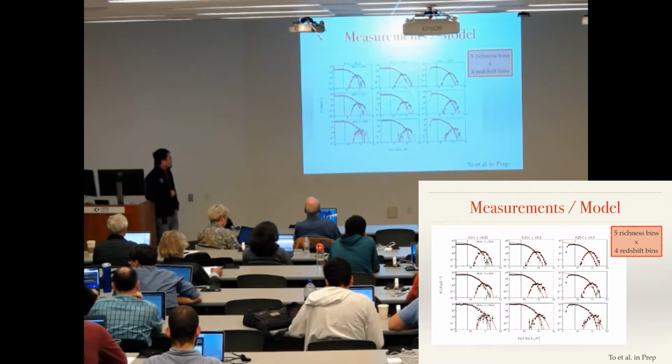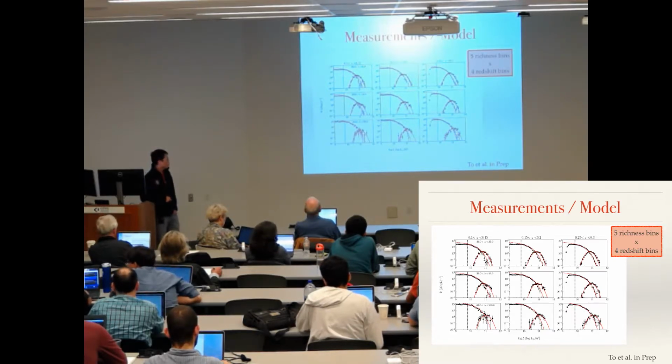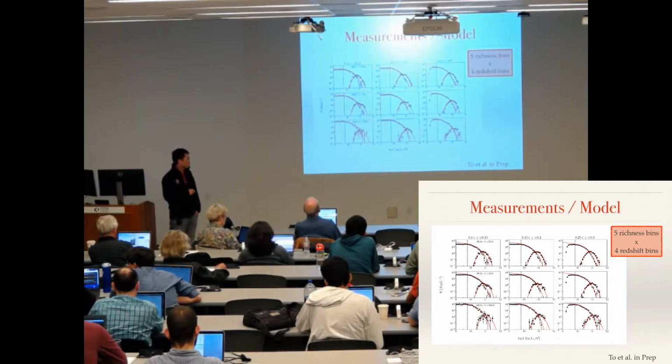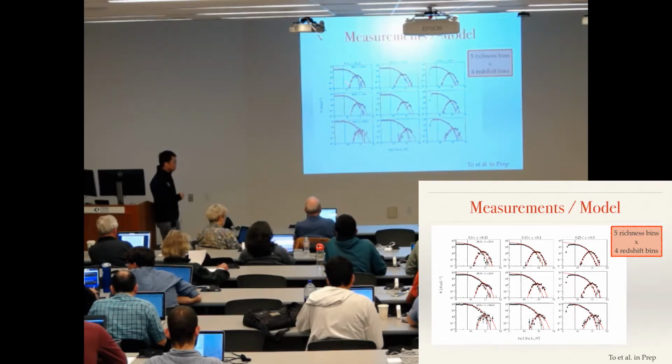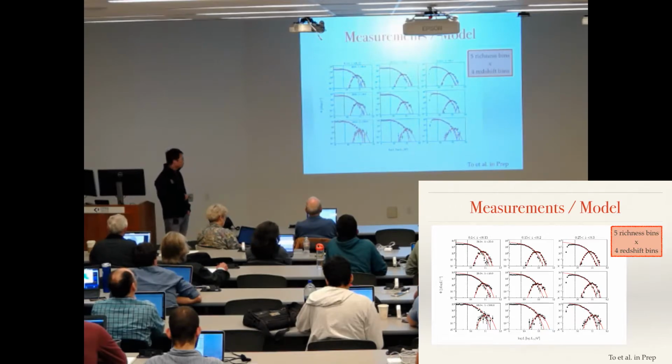So this is our measurement. I showed you nine bins. From left to right is increasing redshift, and from top to bottom is increasing richness, essentially increasing mass. Each panel is the luminosity function we measured. I'll describe this in detail later. But I just want to remind you, even though I show you nine panels here, we actually have five richness bins and four redshift bins, so in total 20 bins. On top of these data points, the red line is our model. We have a single model that can describe these 20 bins of luminosity function pretty well.